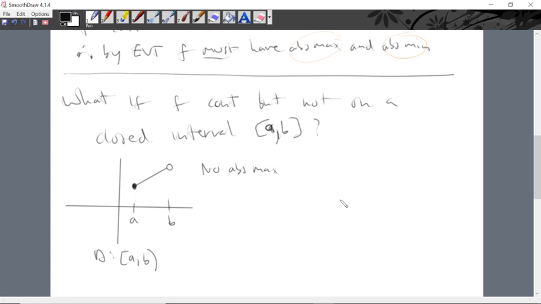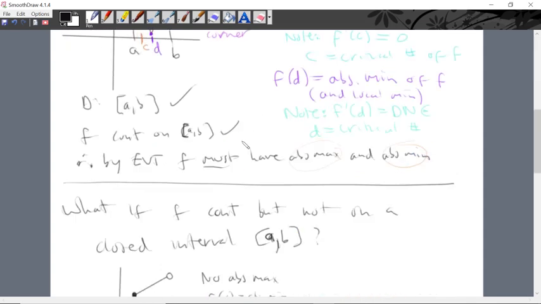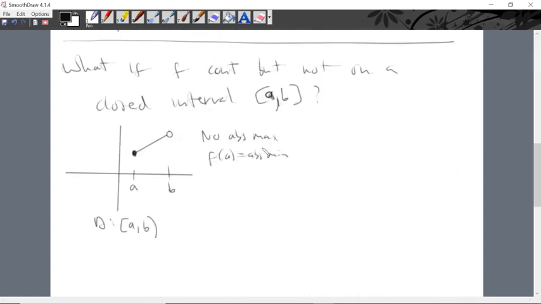Now, does this kind of construction guarantee that there is not an absolute maximum? Now, there is an absolute minimum. In this case, f of a is the absolute minimum. So you might still find it. But the theorem states the only way to guarantee that both of them will exist is if you have continuity on a closed interval. If either one of those, continuity or the closed interval, is not there, then you just don't have the guarantee. You might still find them, but it's not guaranteed.